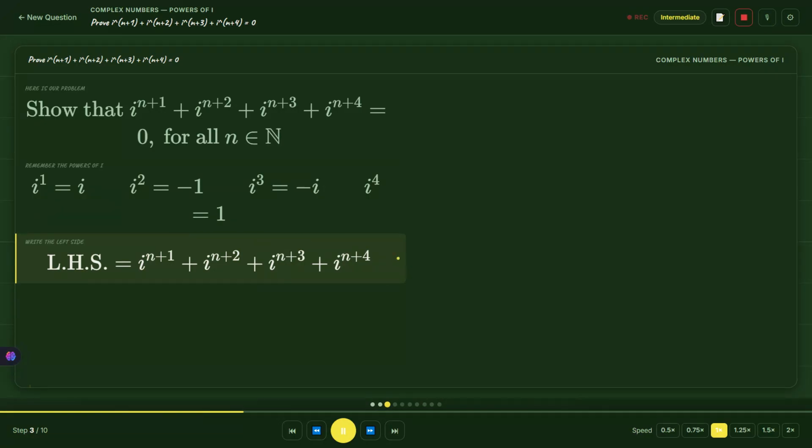Let's start with the left side of our equation. We have these four terms with powers of i. Now, look closely, each power is one more than the one before it. That means these are four powers of i in a row.